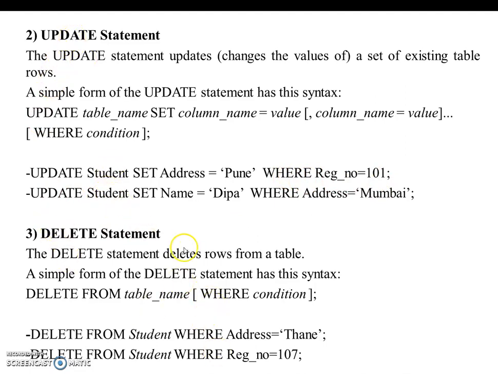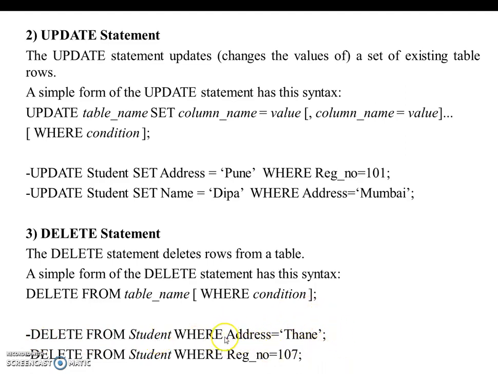And finally the delete statement. As I can change a column of a table, I can similarly delete a particular row or tuple of my table also. And the syntax is delete from table name where condition. Here you need to specify a particular condition. If that condition is matched, then that dependent row or tuple will get deleted. For example, delete from student where address is equal to Thane.